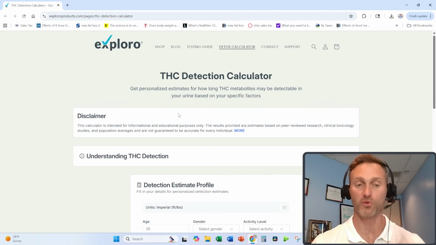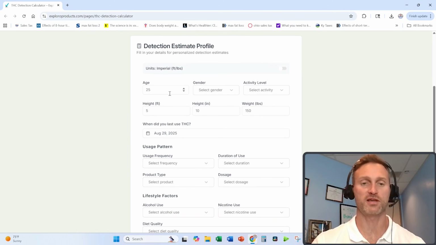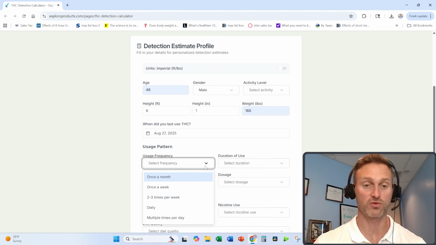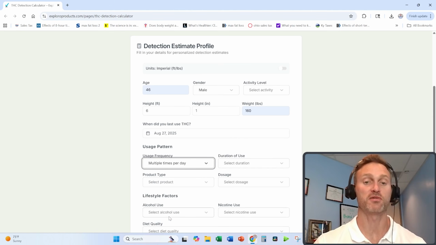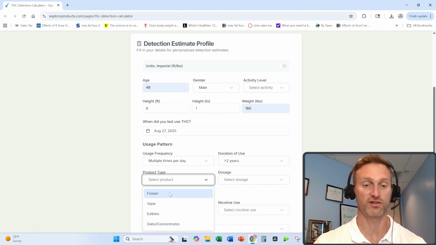Let's do another example. We'll only do one more here. So far, so good though. All right, so let's put in all the same information. Now, this person is going to use multiple times a day. This is going to be a very heavy user. They've used for 2 years. They're still going to smoke.